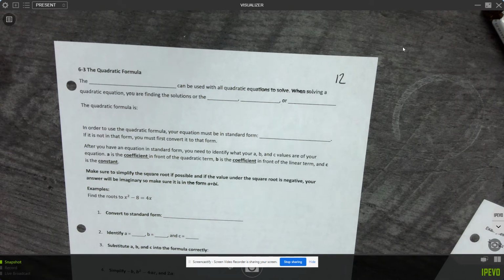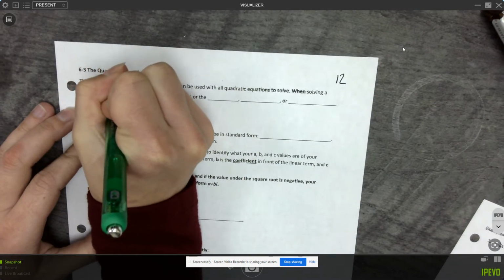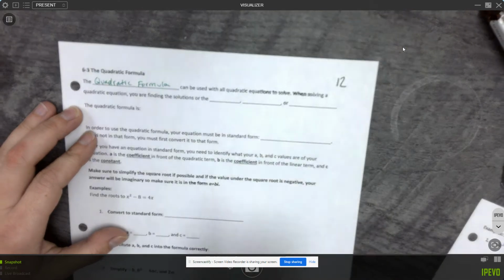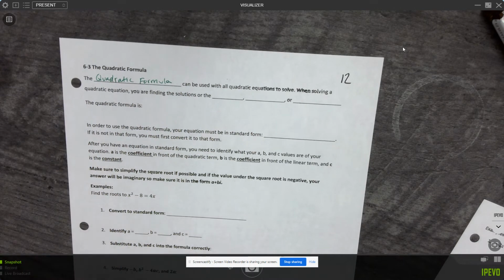All right, your last type of solving is the quadratic formula. So the quadratic formula can be used with all quadratic equations to solve. So factoring can only be used if the quadratic can be factored.